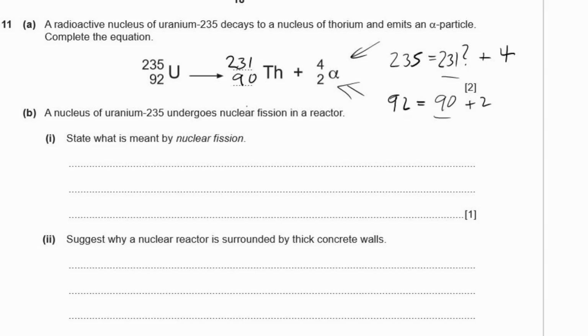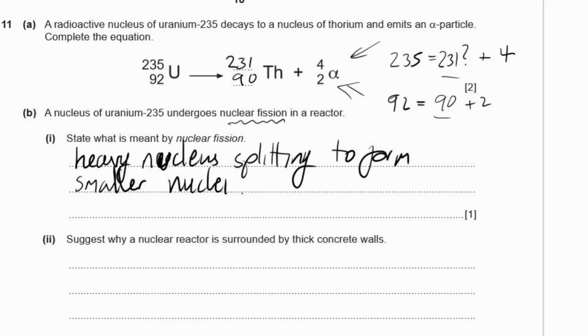B. A nucleus of uranium-235 undergoes nuclear fission in a reactor. Explain what is meant by nuclear fission. Okay, well, nuclear fission happens when we get a heavy nucleus splitting apart to form smaller nuclei. So heavy nucleus splitting to form smaller nuclei.